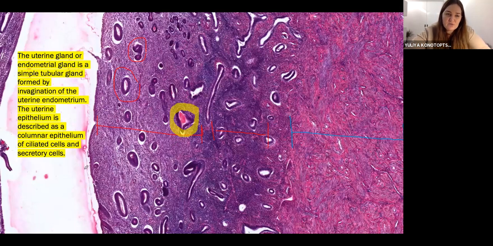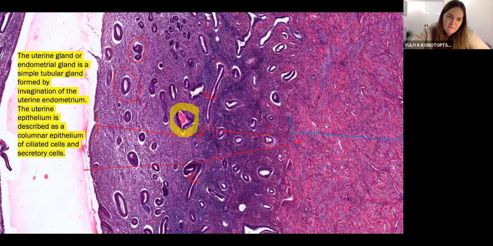So we magnify, and this is the endometrium. You can see that these structures are uterine glands and they are more or less straight, right? Because I can see that they are straight, it proves to me that this is actually estrogen phase or proliferative phase.